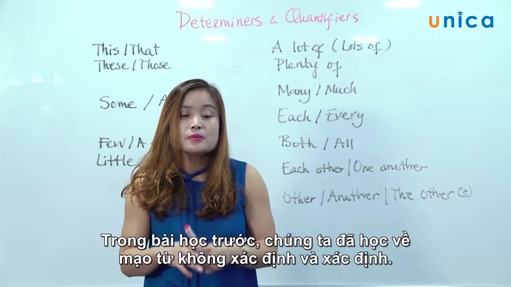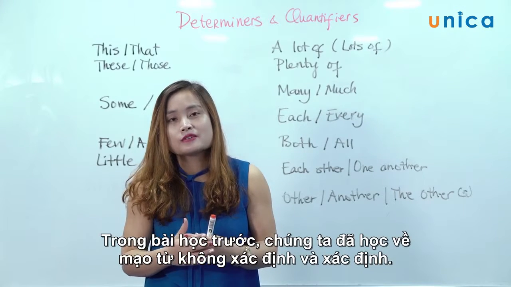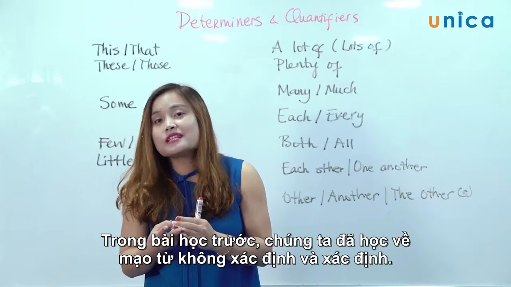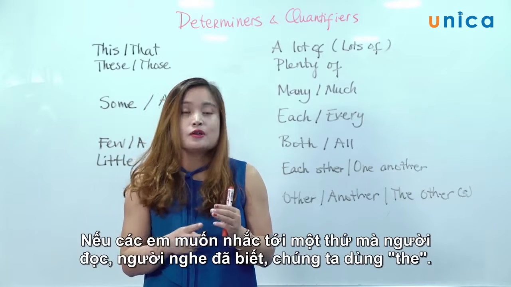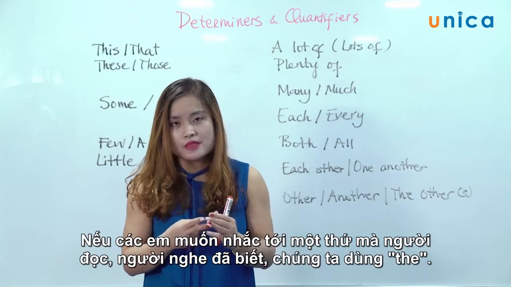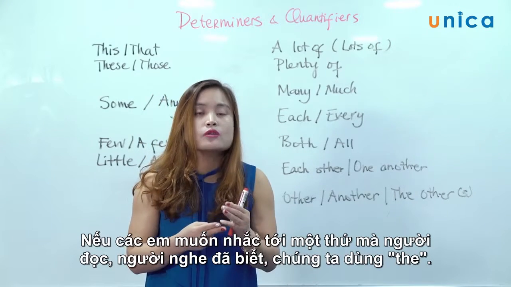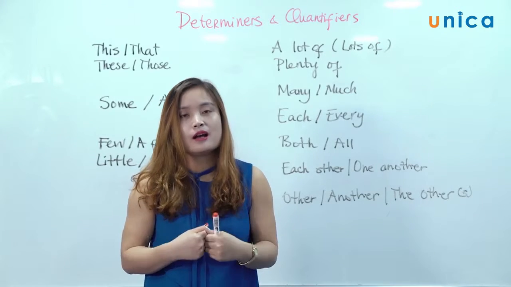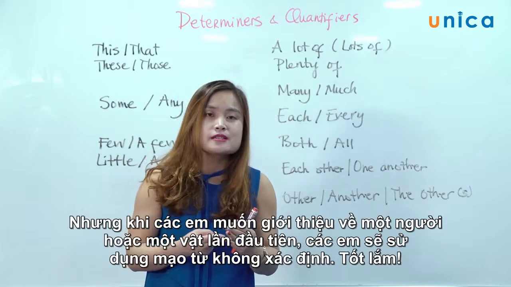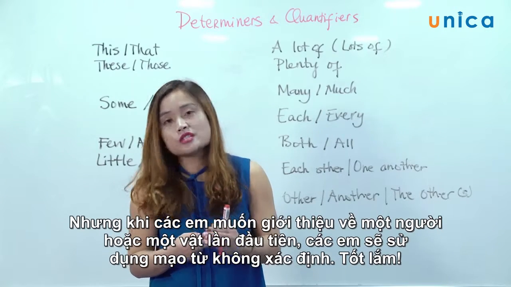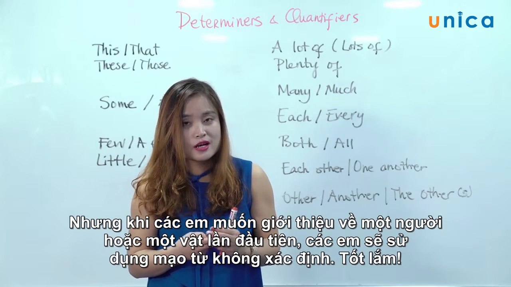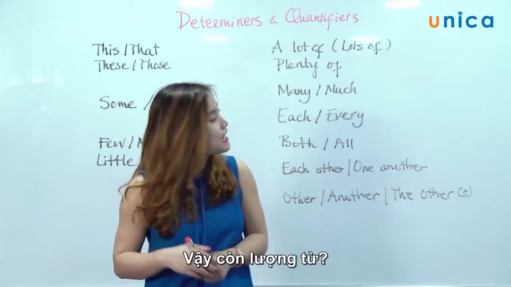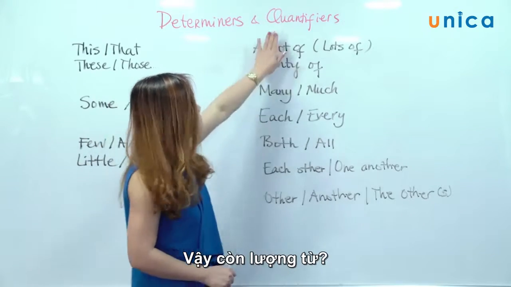In the previous lesson, we learned about indefinite articles and the definite article. If you want to refer to something that the reader or the listener already knows, we can use the. But if you introduce a person or a thing for the first time, you're going to use indefinite articles, a or an. Excellent. So how about quantifiers?